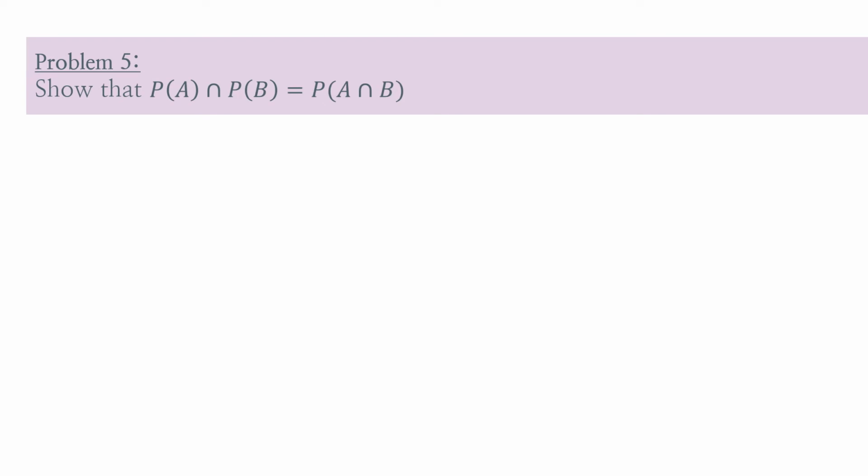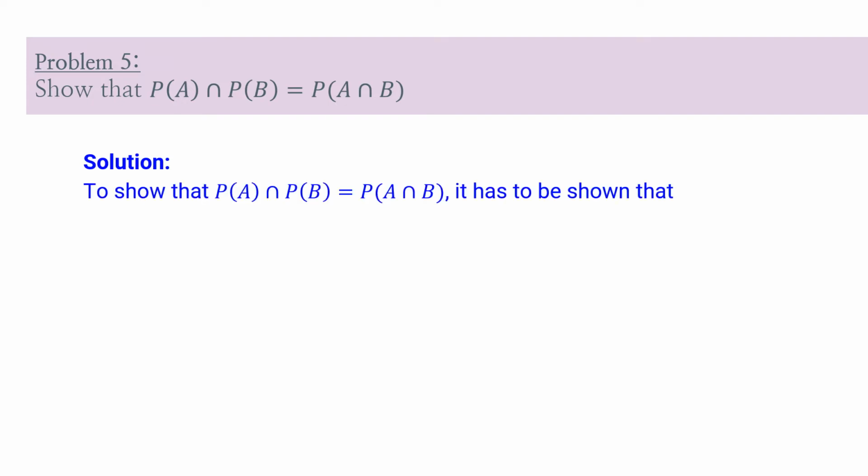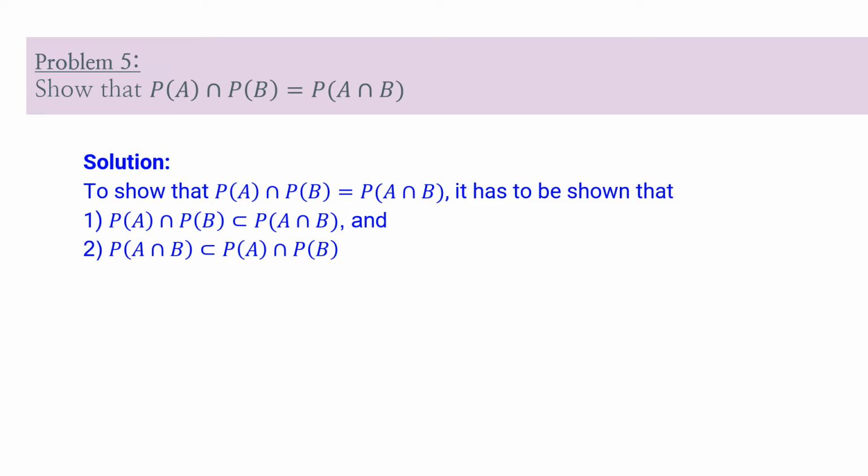In this problem, we are required to show that power set of A intersection power set of B is equal to power set of A intersection B. To show this, it is required to be shown that power set of A intersection power set of B is a subset of power set of A intersection B, and it is also required to be shown that power set of A intersection B is a subset of power set of A intersection power set of B.